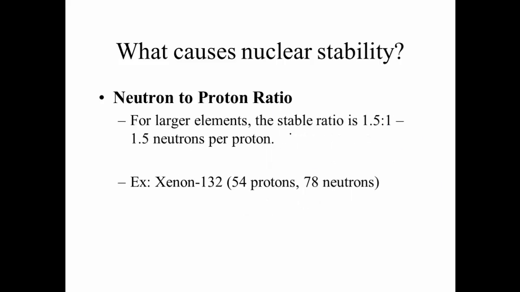For larger elements, as you get towards the middle of the periodic table, the ideal ratio changes and it's closer to 1.5 to 1. So that's 1.5 neutrons for every proton. So you need more neutrons. Xenon 132 has 54 protons, and it has about 1.5 times the number of neutrons. So that's approximately 1.5 times the number of protons. That makes this a stable isotope.